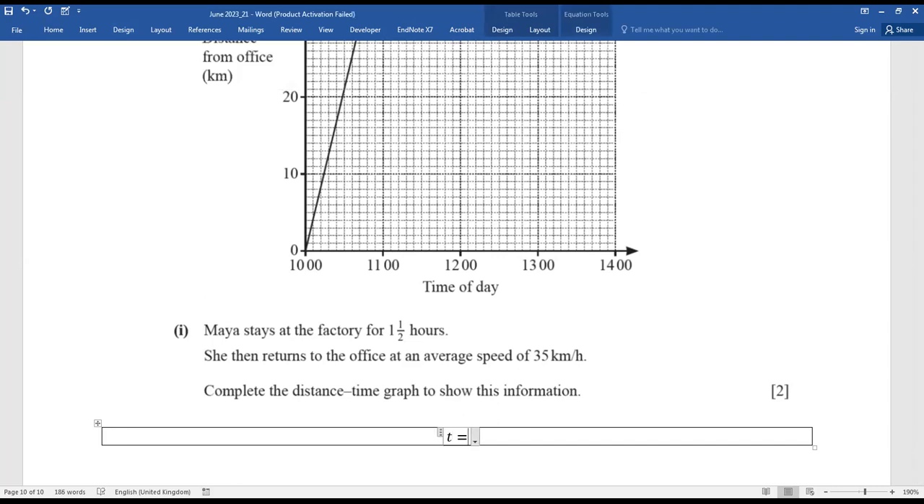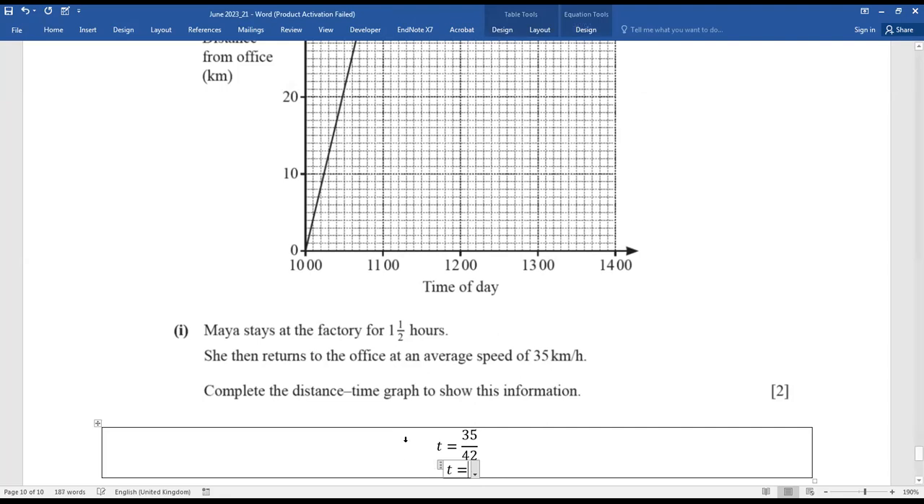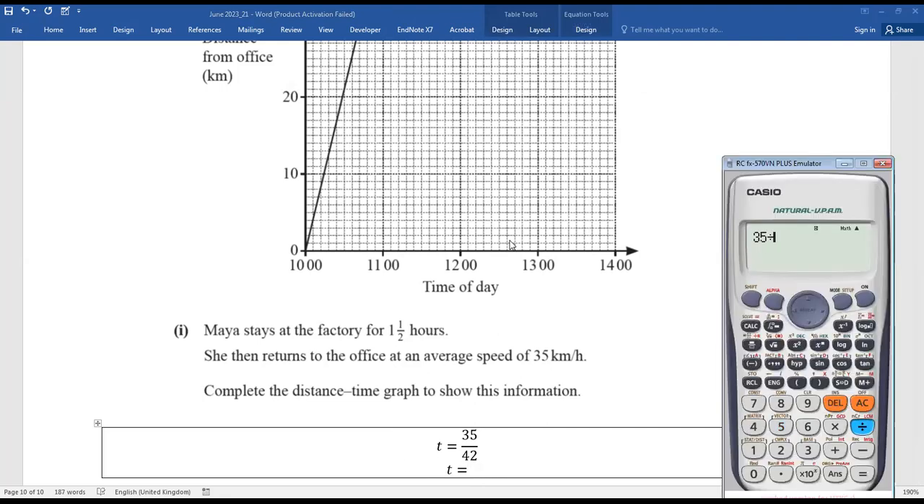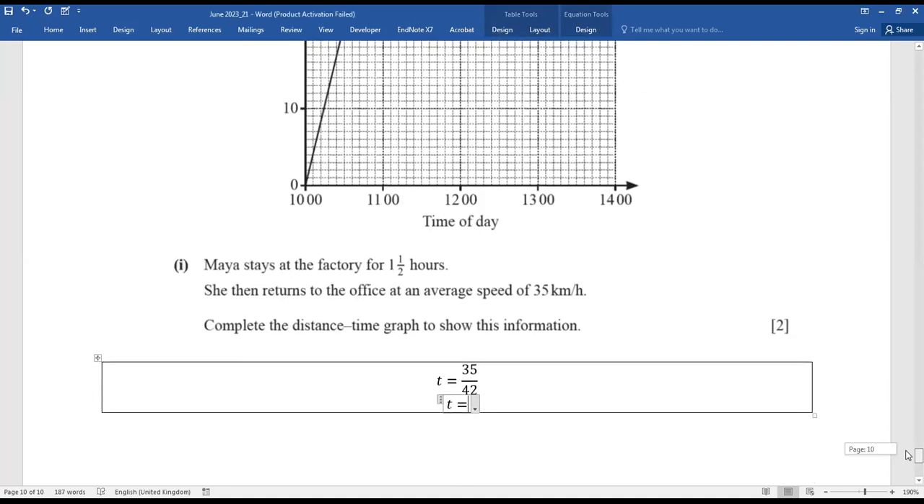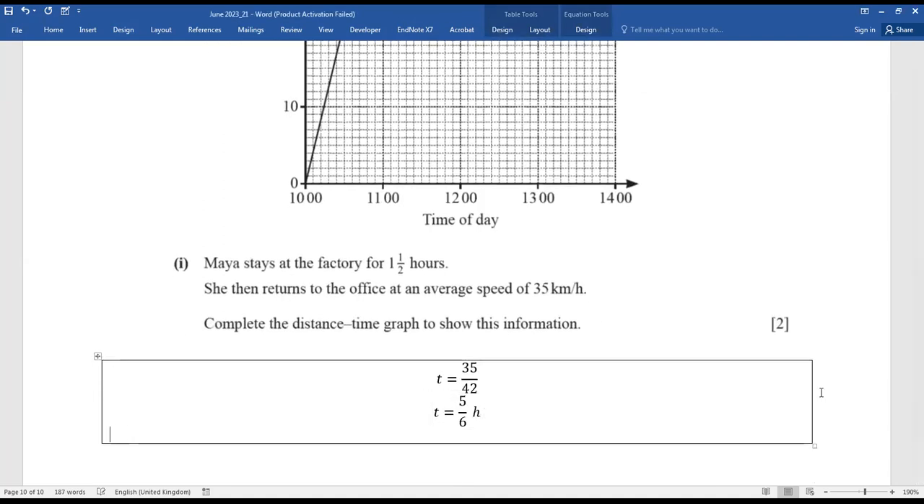So time is equal to distance upon speed. So the time for return is 35/42, which is 5/6 hours. Multiplied by 60, you get 50 minutes. That is the time it takes for her to return.